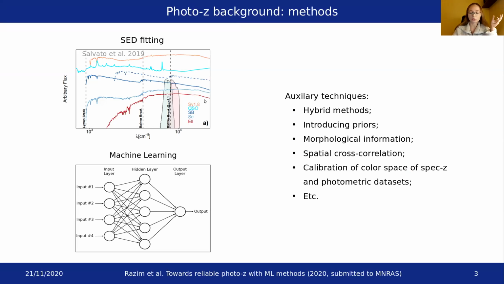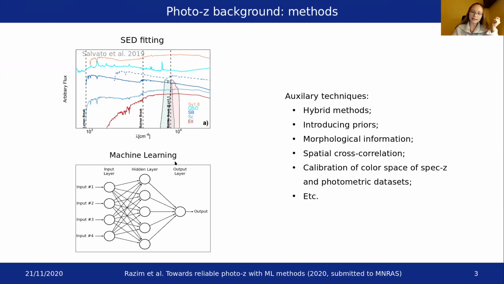Template fitting relies on already existing templates of spectral energy distributions of galaxies. And every template from this library is redshifted, convolved with the transmission curves of a given instrument, and compared with the observed photometry of a given galaxy. And the best fit of template and redshift gives us the answer of what the redshift of this galaxy is.